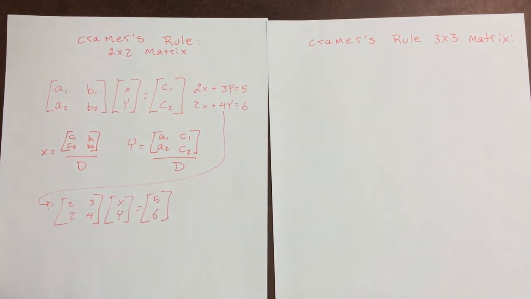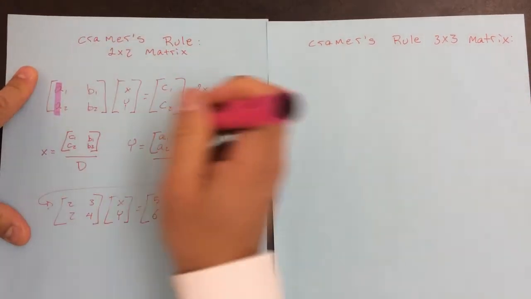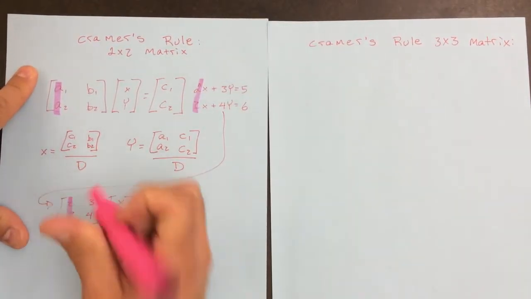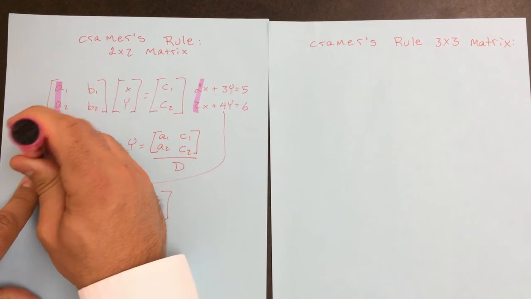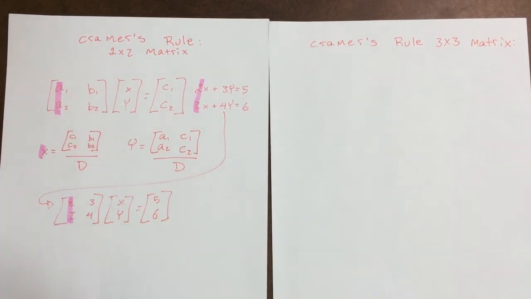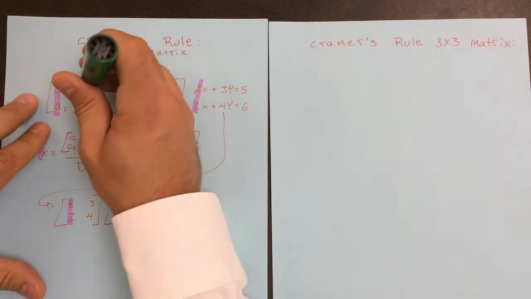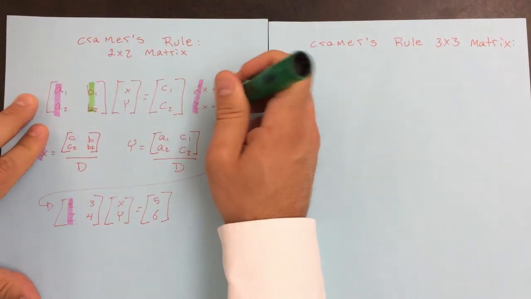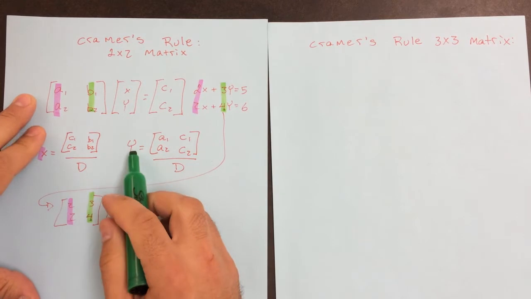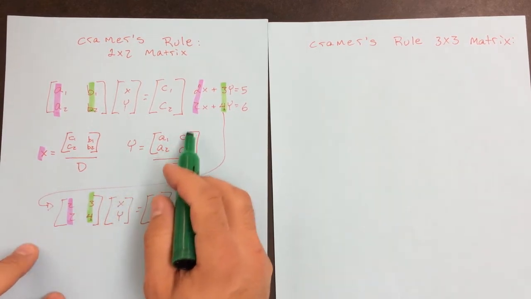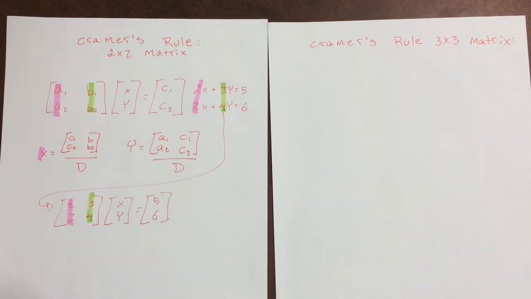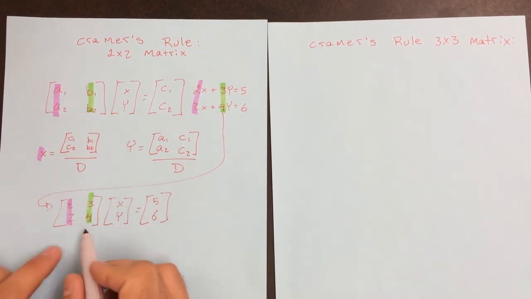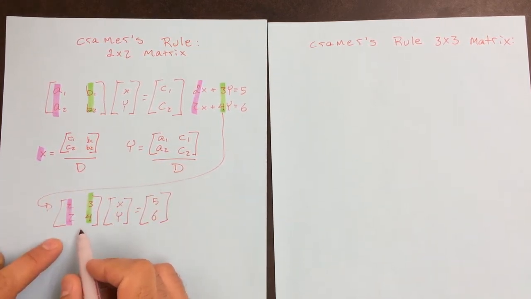If you look at this, your A column are really your x values, and in this one we're trying to solve for x, so the A column is replaced with the C column. Your B column are your y's, and in this one you're trying to solve for y, so the B column is replaced with the C column. I'll show you how to do that. So let's write the original matrix right here and find its determinant.